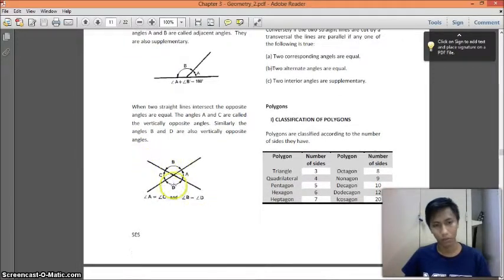The next example is two lines intersecting each other, with angles A, B, C, D. If you sum up A and B, you will get 180 because they form a straight line. Also, the angle at B will be the same as the angle at D because they are opposite to each other. Same goes for A and C. Let's say angle A is 70, then angle C will also be 70. And if you sum up all the angles A, B, C, D, you will get 360.